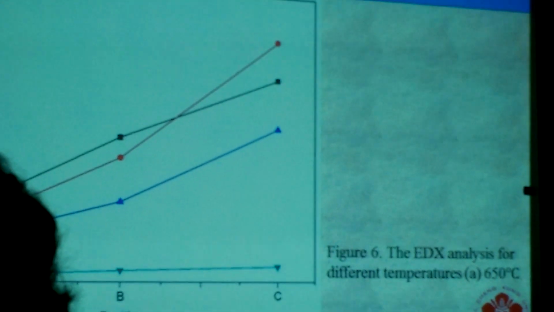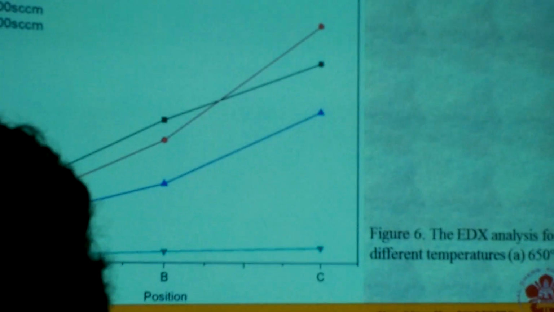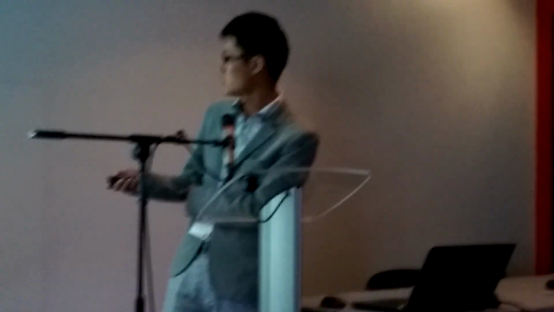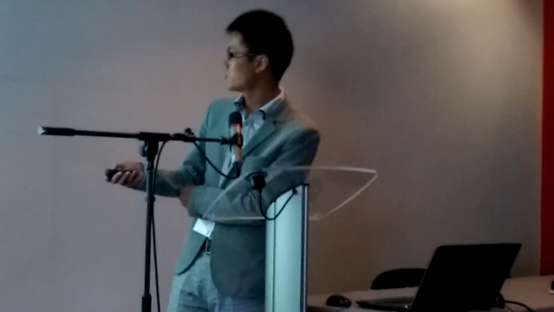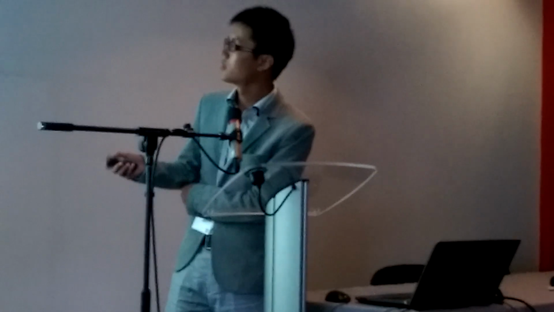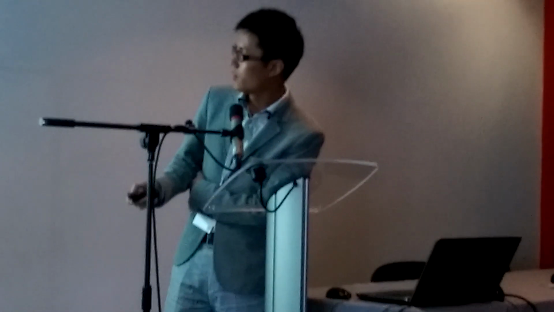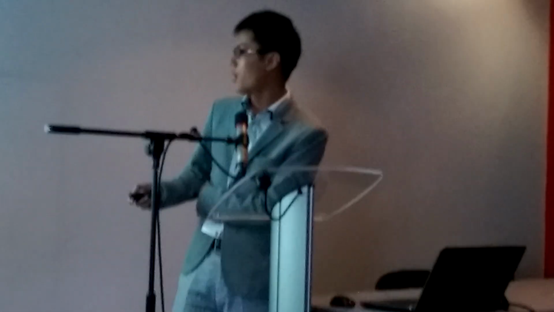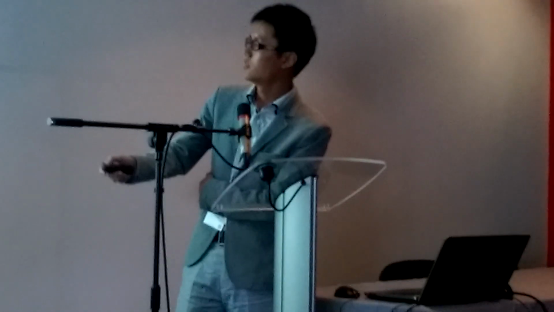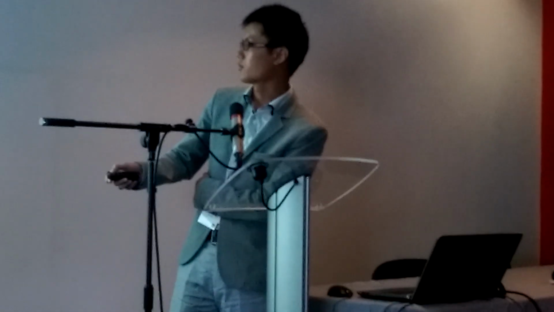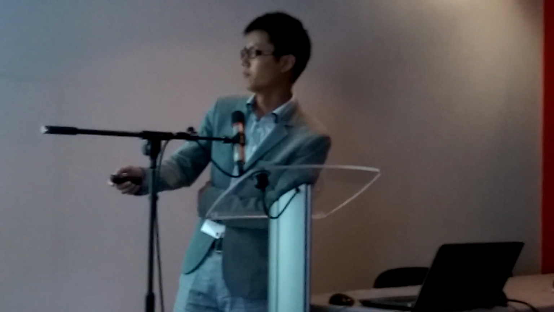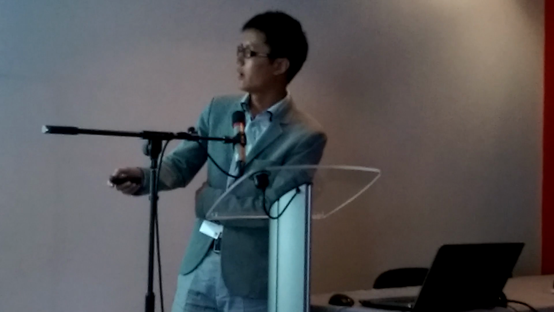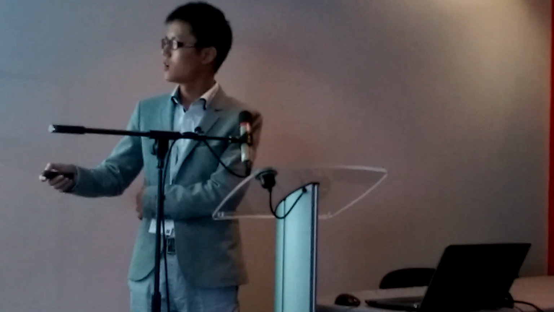Figure 6 shows the results. Figure 6A was the EDX analysis for products grown at 650 degrees Celsius, B 850 degrees Celsius, C 1000 degrees Celsius. In this picture, the x-axis represents the position in the furnace, A, B, and C, from near to farther from the source. And the y-axis represents the percentage of iron.